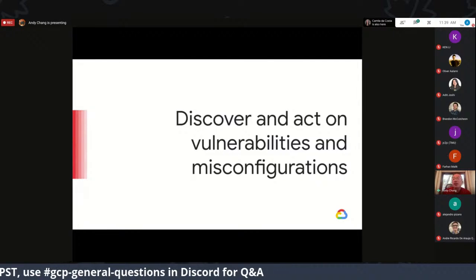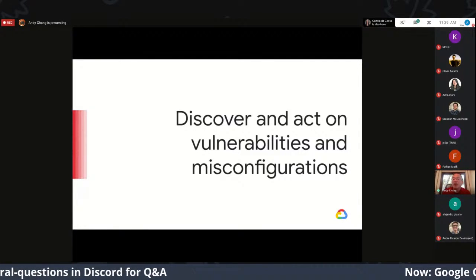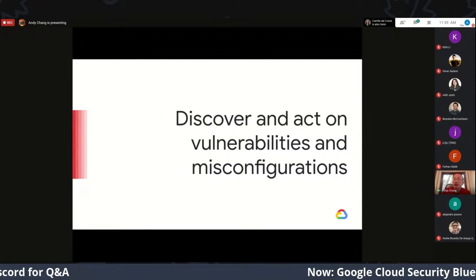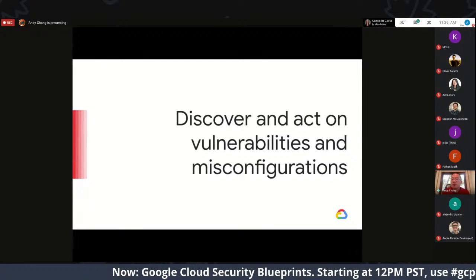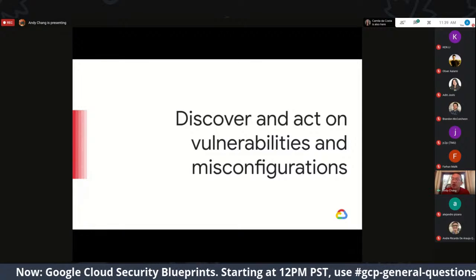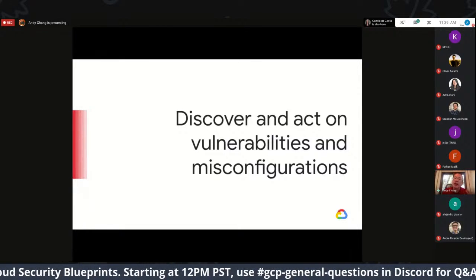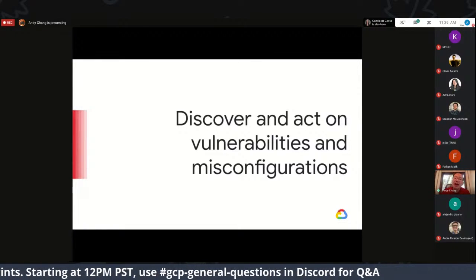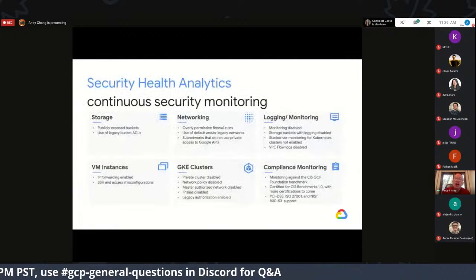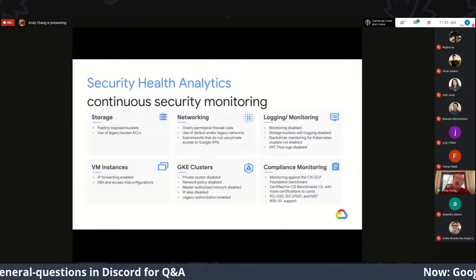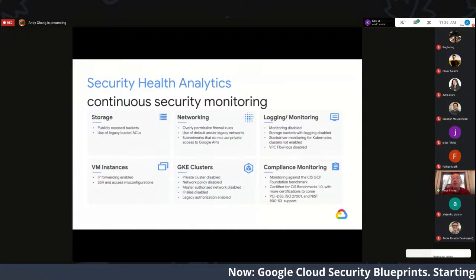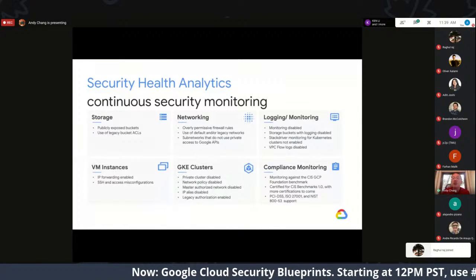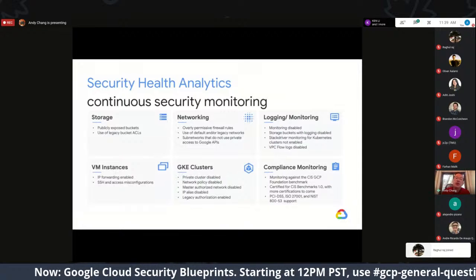So first up, when we think about, again, the main source of where folks get owned as they spin up things in cloud in general, it is around vulnerabilities and misconfigurations. So setting things up wrong, the classic one is leaving certain buckets public or leaving certain firewalls open so that the aggressors have that ability to get access into your system. And so Security Health Analytics is a product native to Google Cloud that we have developed to address this, right? It gives you continuous security monitoring in near real time.